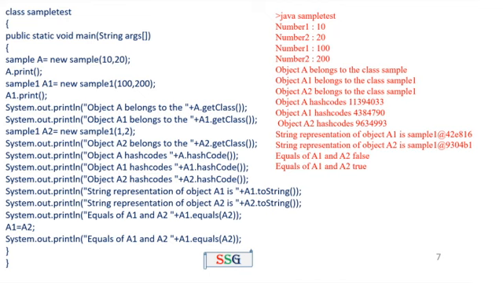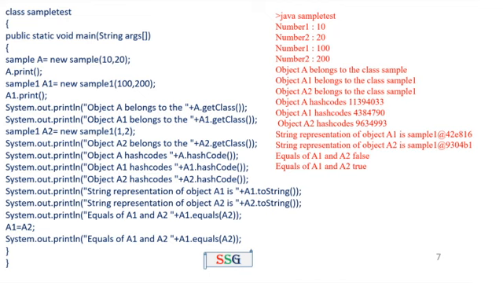Up next, three lines to print the hash code of all the objects: a.hashCode, a1.hashCode, a2.hashCode. Hash code is nothing but an integer value. The next one, System.out.println, string representation of object a1. So a1.toString means the a1 data is converted to a string object. So a1 is converted to a string object, a2 is converted to a string object.